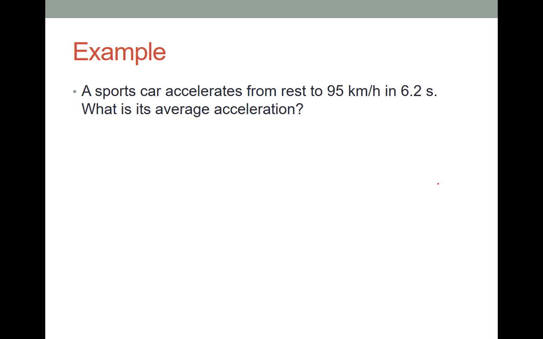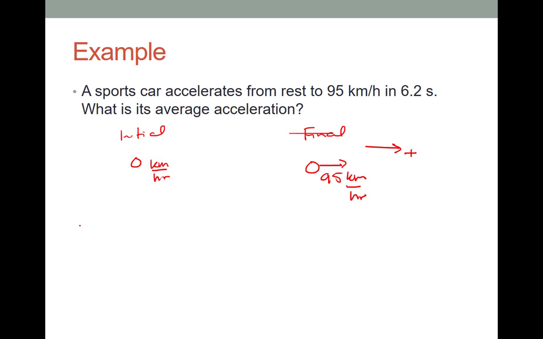Let's consider an example where we calculate average acceleration. In this case, our initial velocity is 0. We're in units of kilometers per hour. And 6.2 seconds later, we are moving at 95 kilometers per hour. Because acceleration is a vector, we need to define a coordinate system. It makes sense in this case to let our positive direction be in the direction of the final velocity.